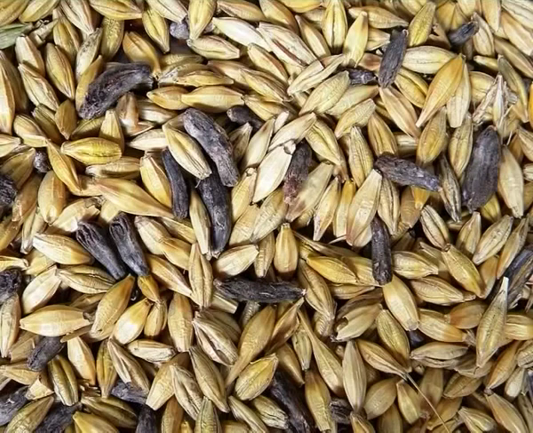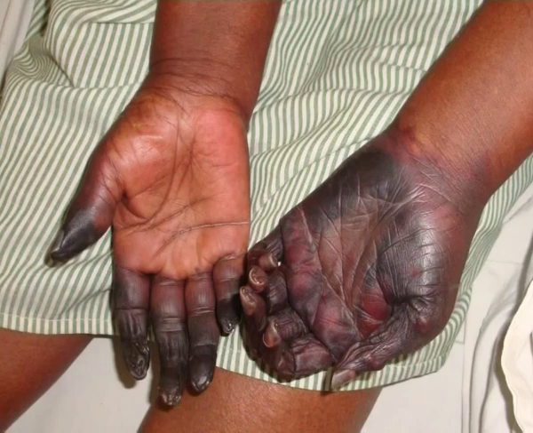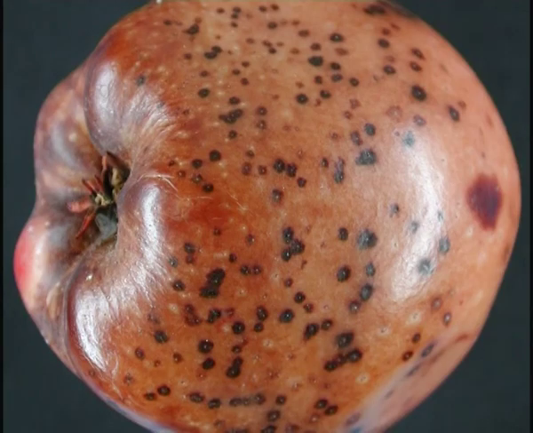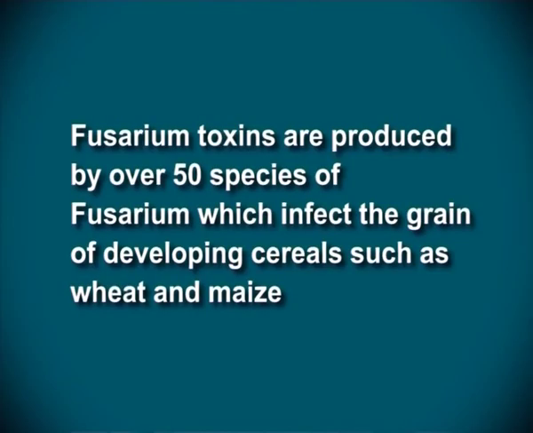tested. Ergot. Alkaloids are compounds produced in the sclerotia of species of Claviceps, which are common pathogens of various grass species. Ergotism is a human disease historically known as Saint Anthony's fire. Patulin. Patulin is a toxin produced by Penicillium expansum, Aspergillus, Penicillium, and Paecilomyces fungal species. Penicillium expansum is especially associated with a range of moldy fruits and vegetables, in particular rotting apples and figs. Although patulin has not been shown to be a carcinogen, it has been reported to damage the immune system in animals. Fusarium toxins are produced by over 50 species of Fusarium, which infect the grain of developing cereals such as wheat and maize.